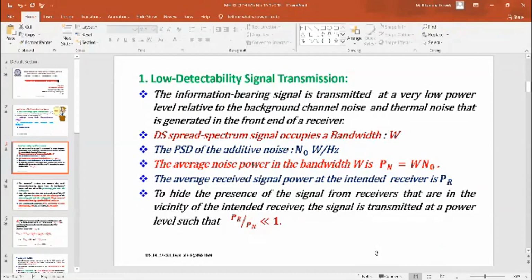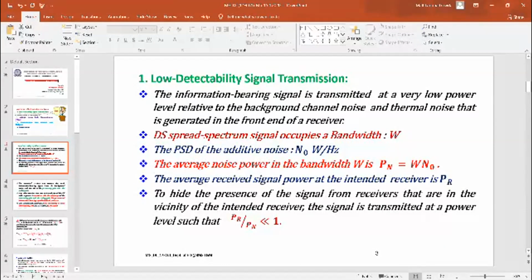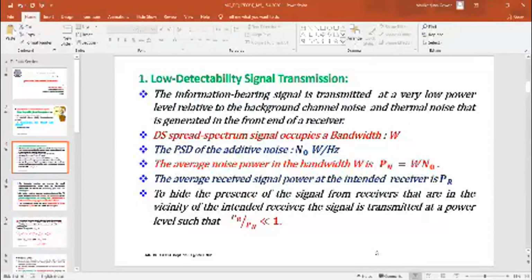Then I assume this is the bandwidth W of the direct sequence spectrum signal, and the PSD, that is the power spectral density of the additive noise, I said it is N0 watts per hertz. The average noise power in the bandwidth of the direct sequence spectrum signal is denoted as Pn, which is equal to W into N0. And I denoted the average received signal power at the intended receiver as PR.